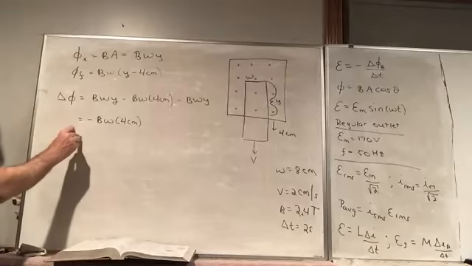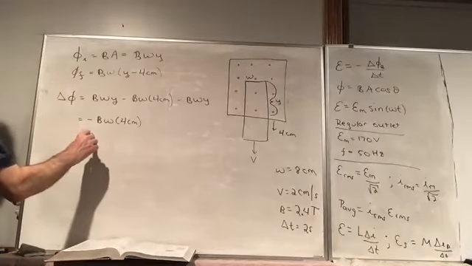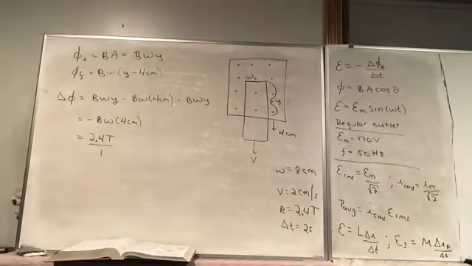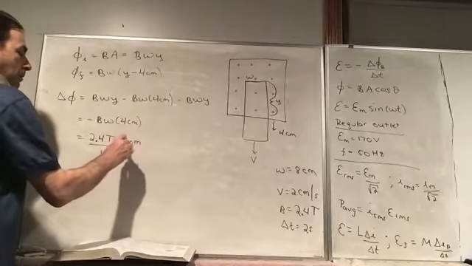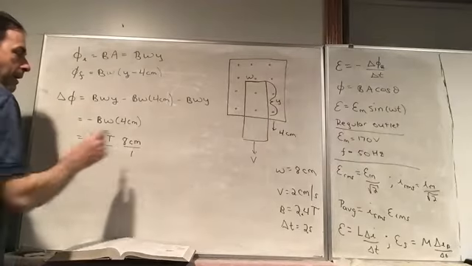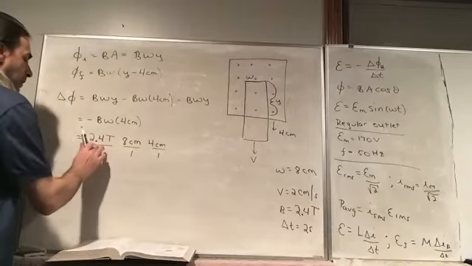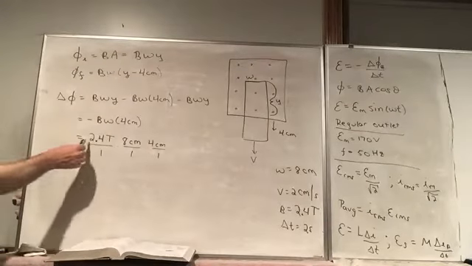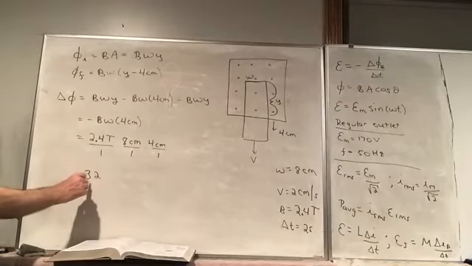So when we plug it in and get a number, we have 2.4 Teslas times W, which is 8 centimeters, and then times 4 centimeters. I don't even need fractions here, but they're there. So we have 2.4 times 32.